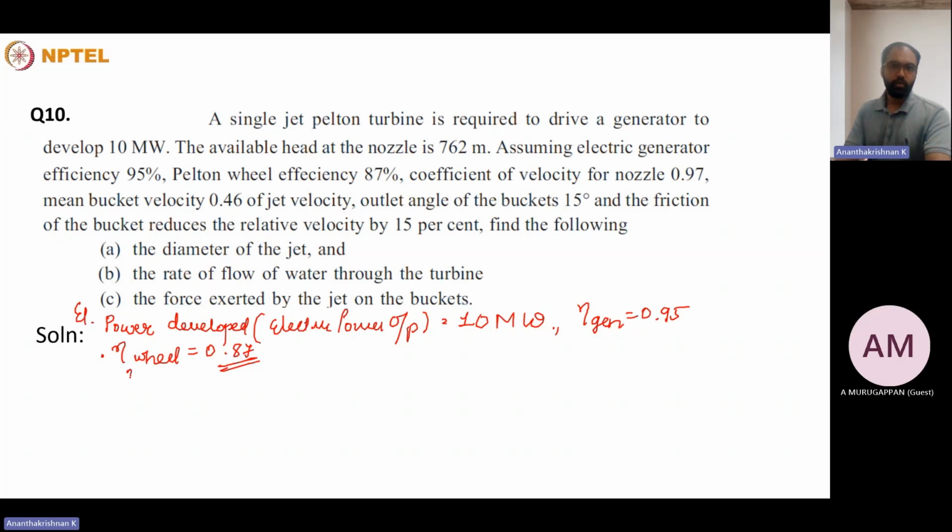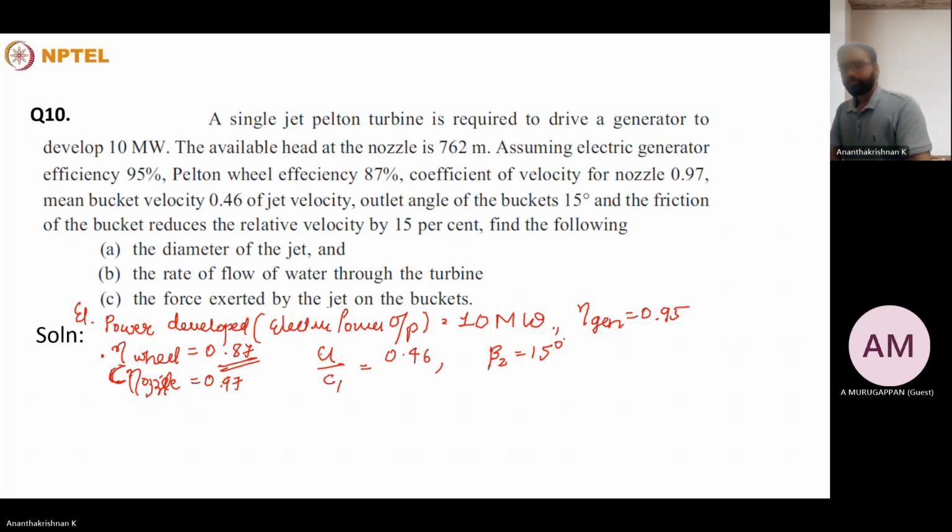And then the coefficient of velocity of the nozzle, that is C nozzle, is given as 0.97. So this is the change in velocity between the inlet and the exit of the nozzle. The ratio of 0.46 between the blade velocity or the bucket velocity and the jet velocity at the inlet, so U by C1, is given as 0.46. Outlet angle of the bucket is given as 15, so beta 2 can be represented as 15 degrees.